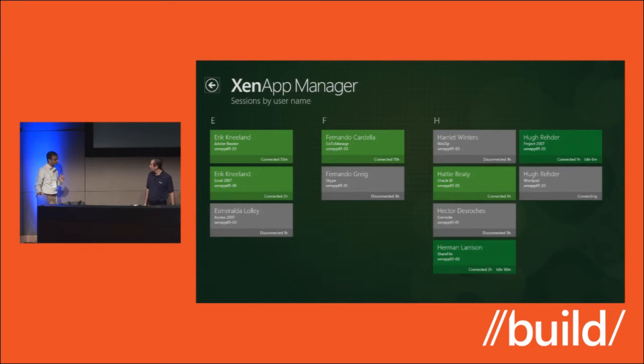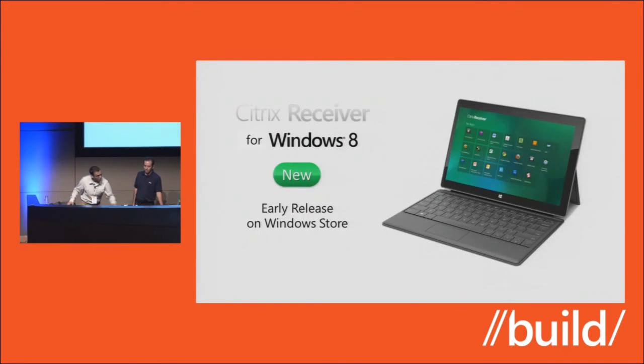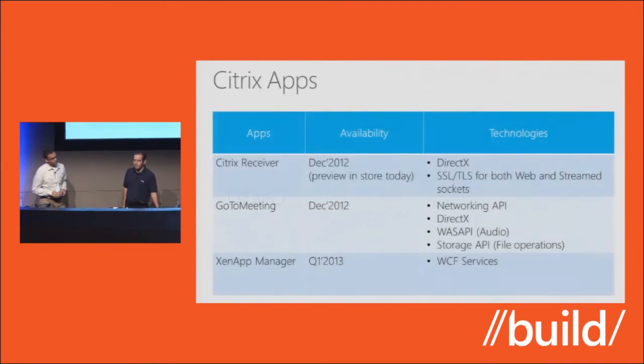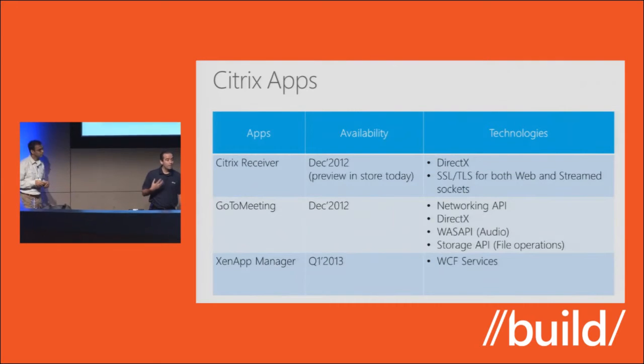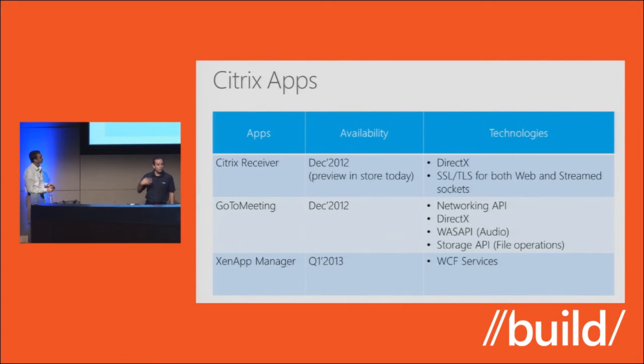Okay, cool. That's awesome. And can you talk to us about when these apps are going to be available in the store? Absolutely. So Citrix Receiver is currently available today in the store as a tech preview, so you can definitely go and download it, try it, and connect to your backend Citrix infrastructure. As far as GoToMeeting, that's coming also Q4 of this year. And the ZenApp Manager, which we just showed today for the very first time, will be in Q1 of 2013. Cool. That's awesome. Thank you so much, Tony, for your time. Thank you, Christian.